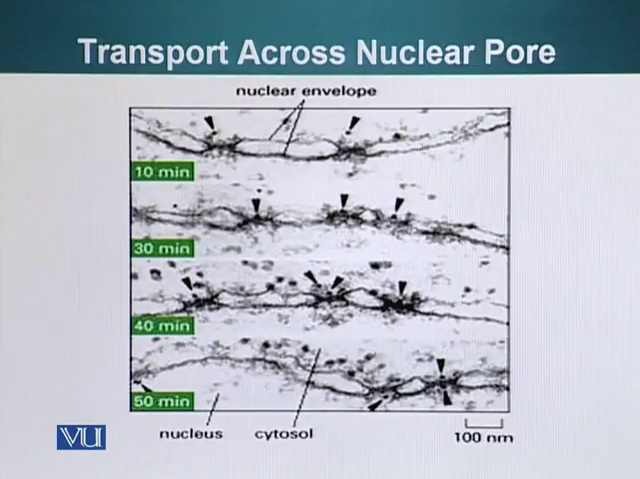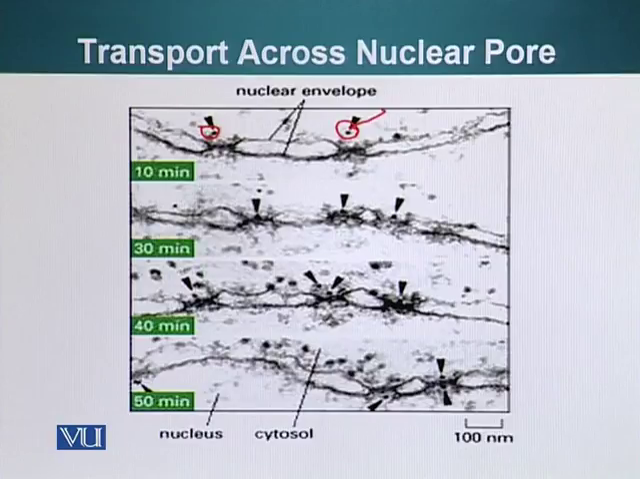Here is an experiment I would like to talk about. Here you can see these black dots. These are gold particles. After these gold particles were injected into the cell, photographs were taken using an electron microscope. What is special about these gold particles is that they have been attached to NLS, or nuclear localization sequence, which will allow these particles to enter the nucleus.